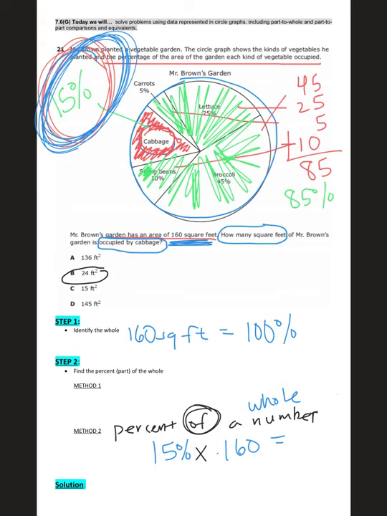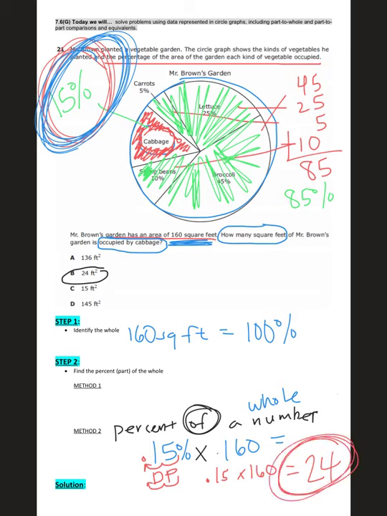Now, in order to convert a percent into a decimal, we would divide by 100, or most of us remember Dr. Pepper. We're going from percent to decimal, which means we're going 1, 2 spaces to the left. Here, we're going to go 1, 2 spaces to the left, which gives us 0.15 times 160. And if you multiply those two, you get 24, right? Which means that there's 24 square feet occupied by cabbage.